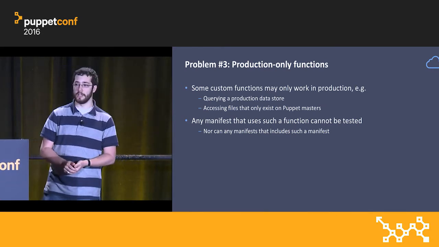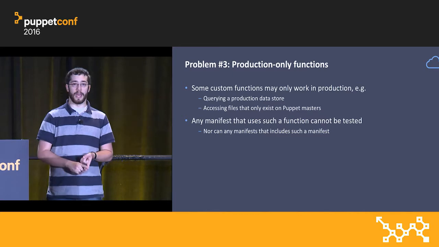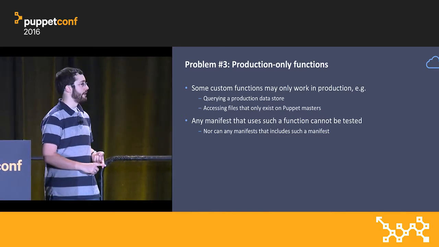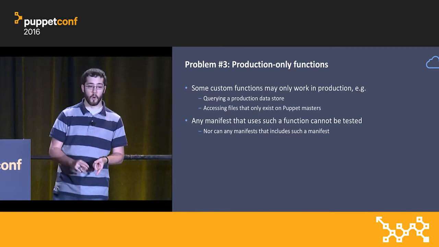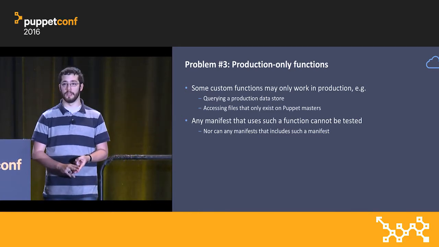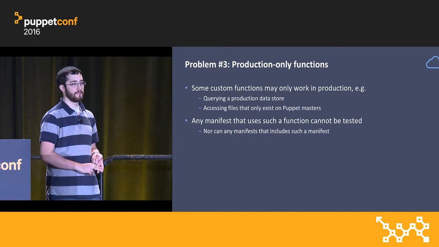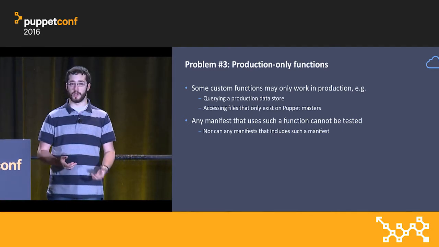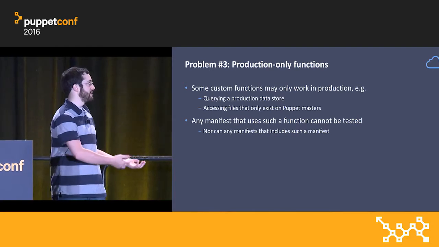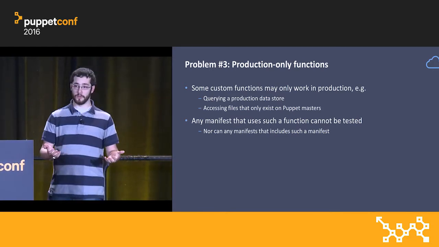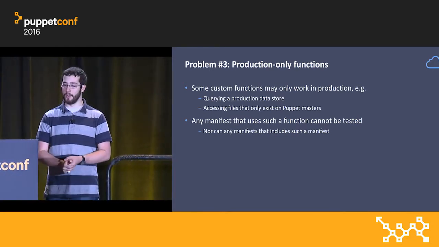And that was for various reasons. For example, we had some Puppet functions that were querying production data stores for the Puppet masters, or some that were accessing files that only existed on the Puppet masters. For security reasons, we obviously weren't going to take these production secrets and put them into the test environment. But it was still very important that we solve this problem.